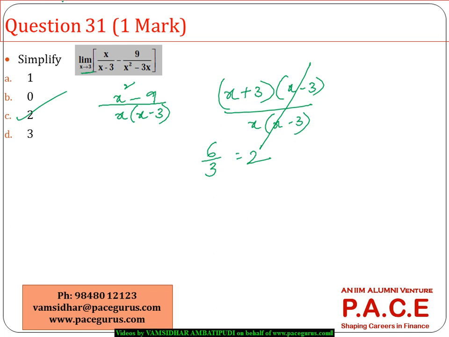When you directly substitute 3, it comes out as 3 by 0 minus 9 by 0. This kind of form we don't generally accept. So that is where I can simplify this question by taking the LCM of it and simplifying it. Alright. Moving on to the next question now.